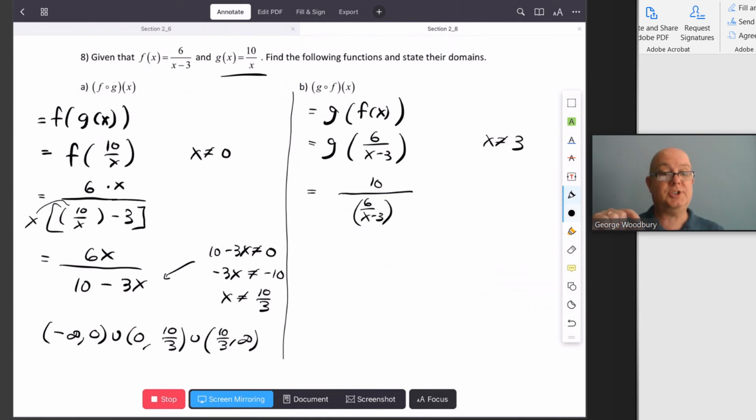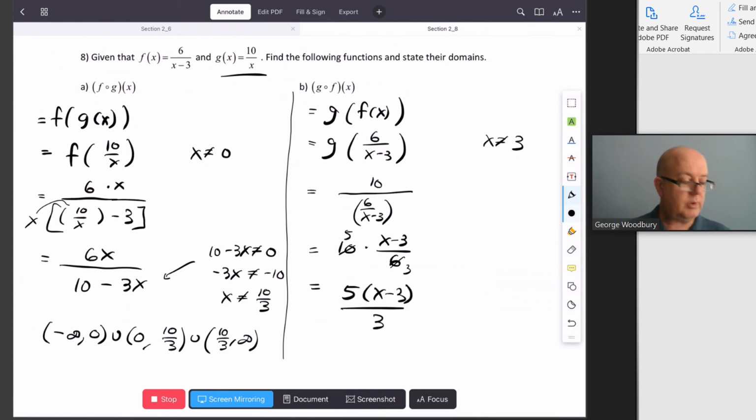When we divide by a fraction, like we are here, we can multiply by its reciprocal. So this is the same as 10 times x minus 3 over 6. The 10 and the 6 have a common factor of 2 that we can divide out, like so. And we end up with 5 times x minus 3 all over 3. Notice that there's no variable in the denominator here, so there's no other domain restrictions to worry about. x cannot equal 3. And the function is 5 times the quantity x minus 3 all over 3.